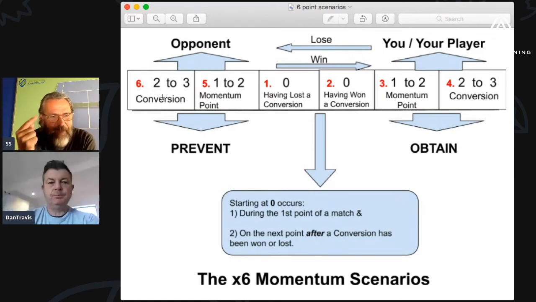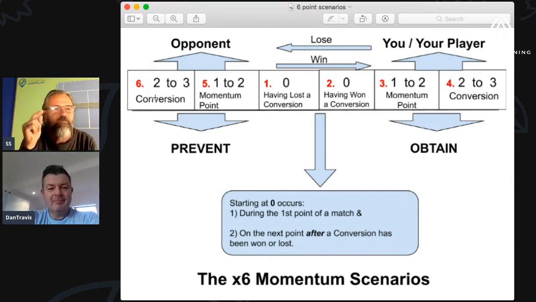I've seen this happen in my players' heads, right? Because I've asked them questions about this, and it's almost universally true. They go into that next point, scenario 6, and they're thinking, man, I had all that momentum because I won 3 in a row, and now they're about to do it back on me. They're about to win 3 points, and it's going to nullify all that hard work I just did. That's why they lose the conversion point.